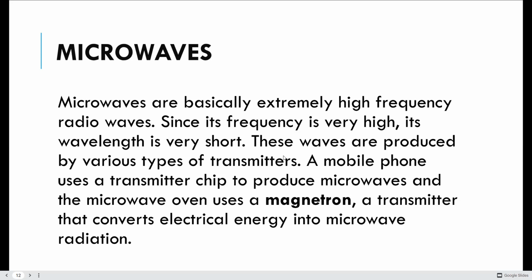These waves are produced with various types of transmitters. A mobile phone, take note, uses a transmitter chip to produce microwaves. Aside from radio waves, it also emits microwaves. And the microwave oven uses a magnetron, a transmitter that converts electrical energy into microwave radiation.